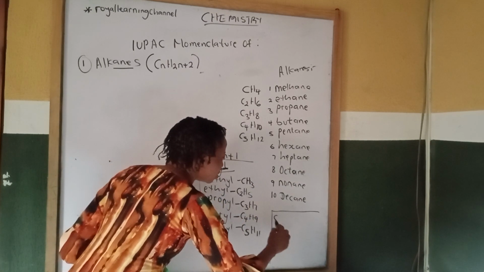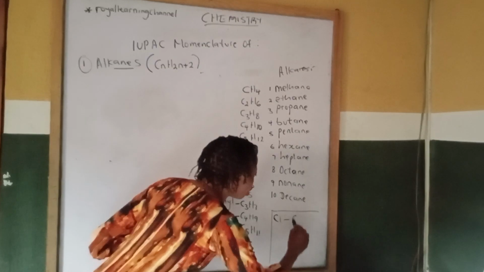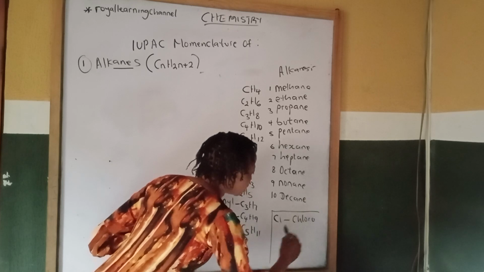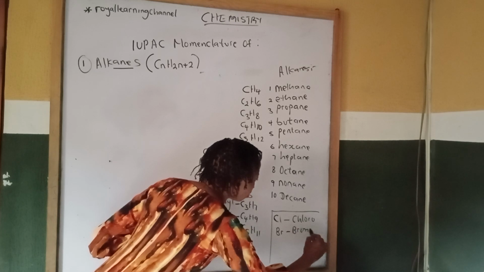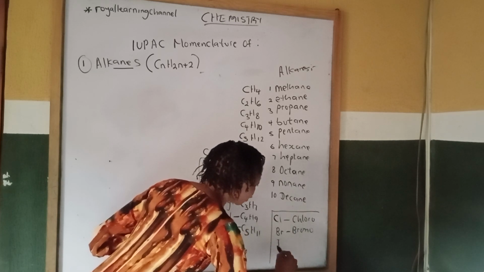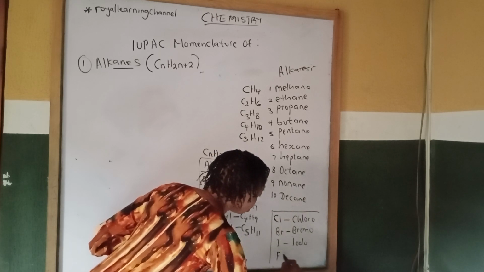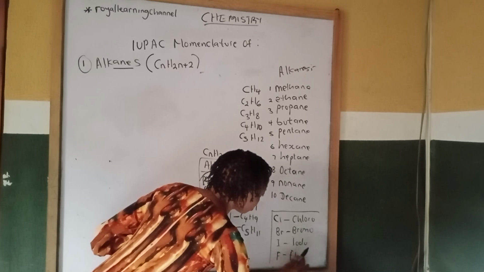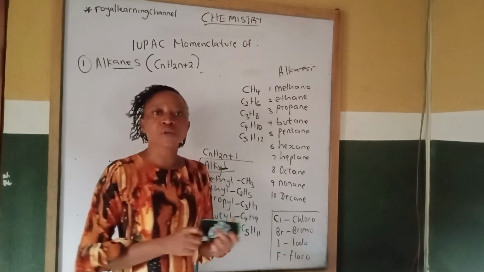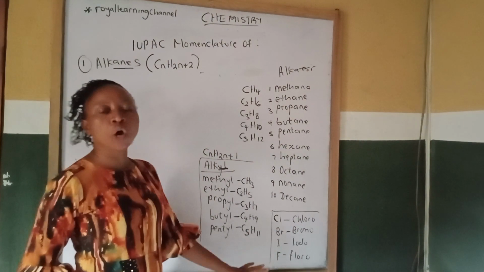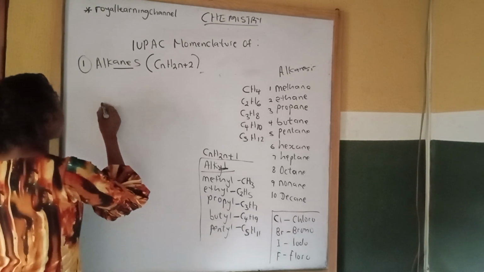Members of halogen we have chlorine, Cl. In naming of organic chemistry, chlorine we sound chloro. Then bromine, we sound bromo. Iodine, we sound iodo. Fluorine, we sound fluoro. And so on and so forth. So we are going to need all this in naming of alkanes. So let's look at a structure of alkane with substituents.